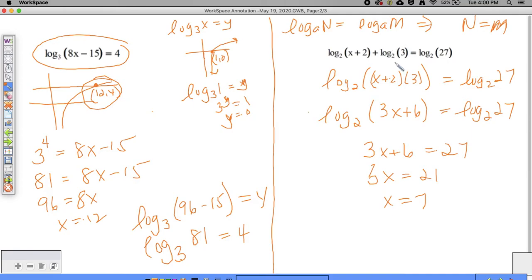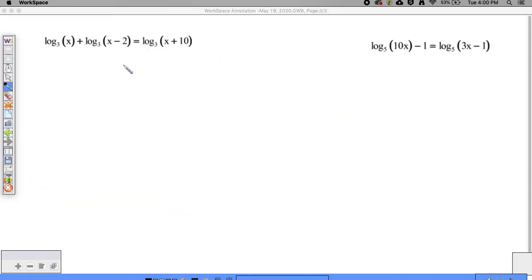And now we actually want to confirm that this actually works. Don't forget, you always have to check to see if it works. So if I put 7 in here, I'm going to have log base 2 of 9 plus log base 2 of 3. Does that equal that? And the answer is yes, because I'm going to write this as a product, because log base 2 of 9 times 3 is in fact log base 2 of 27. Always check your answers.